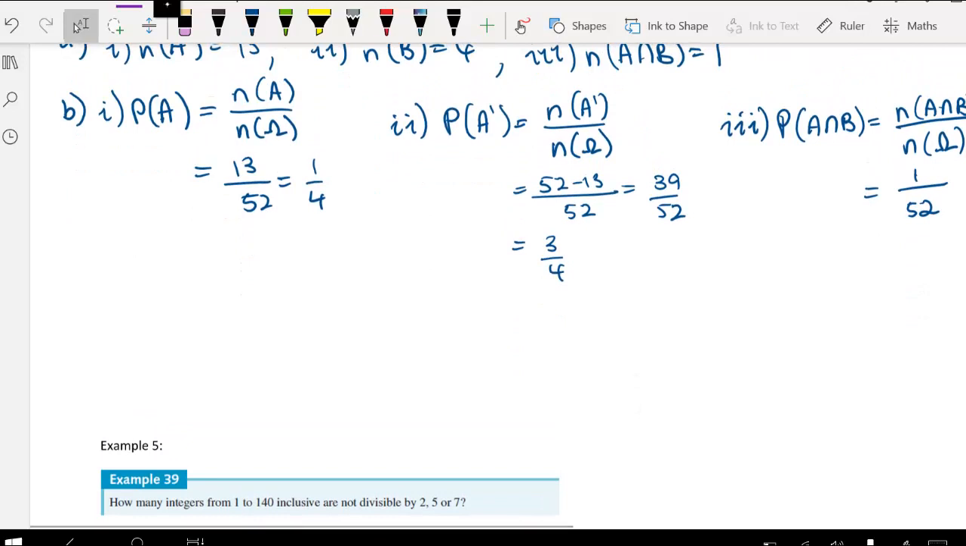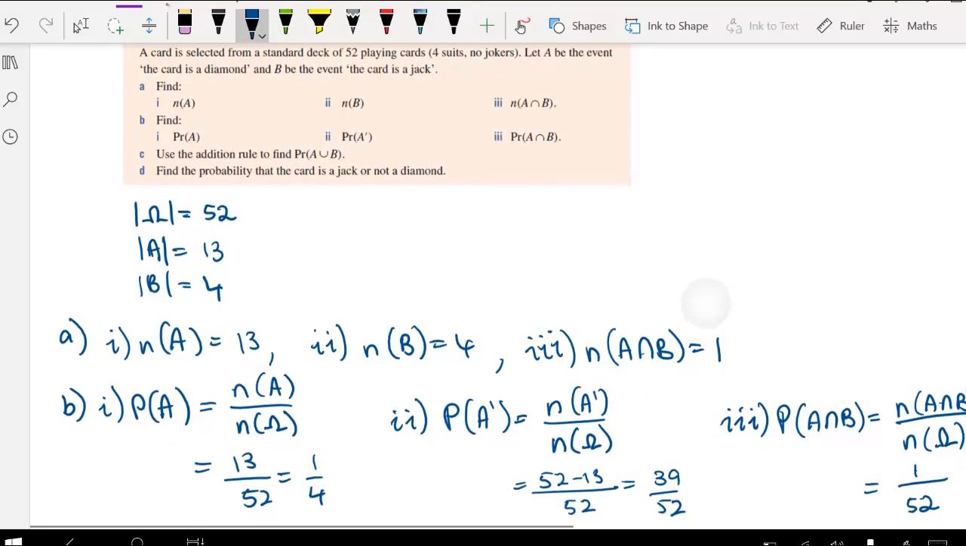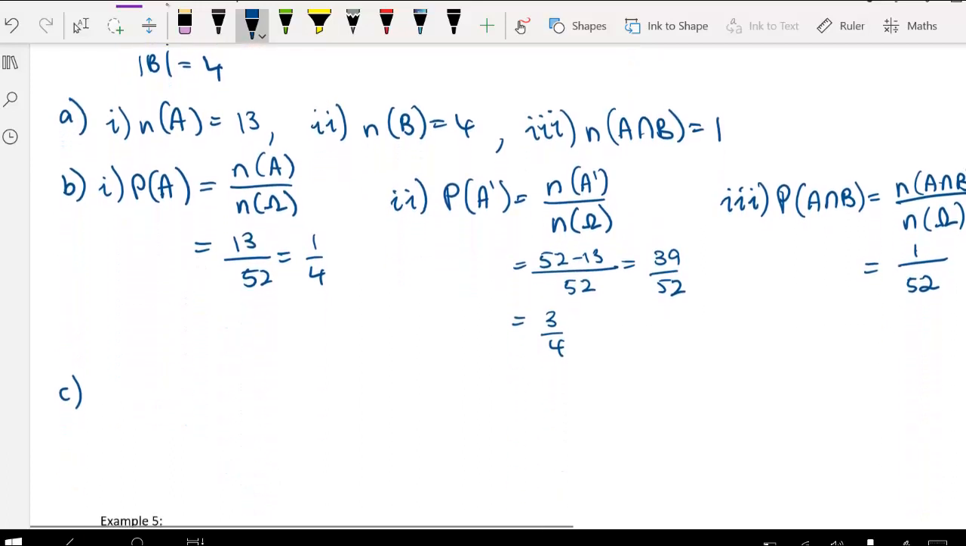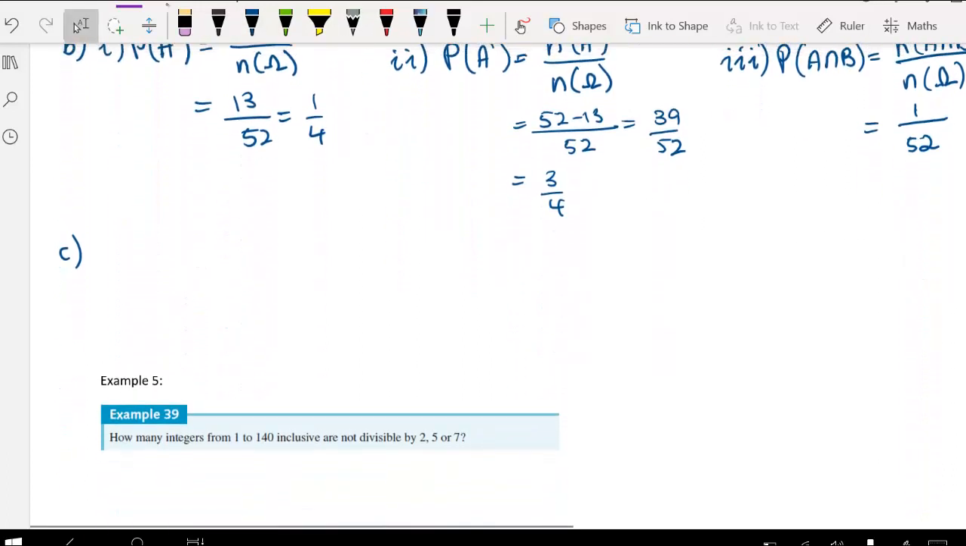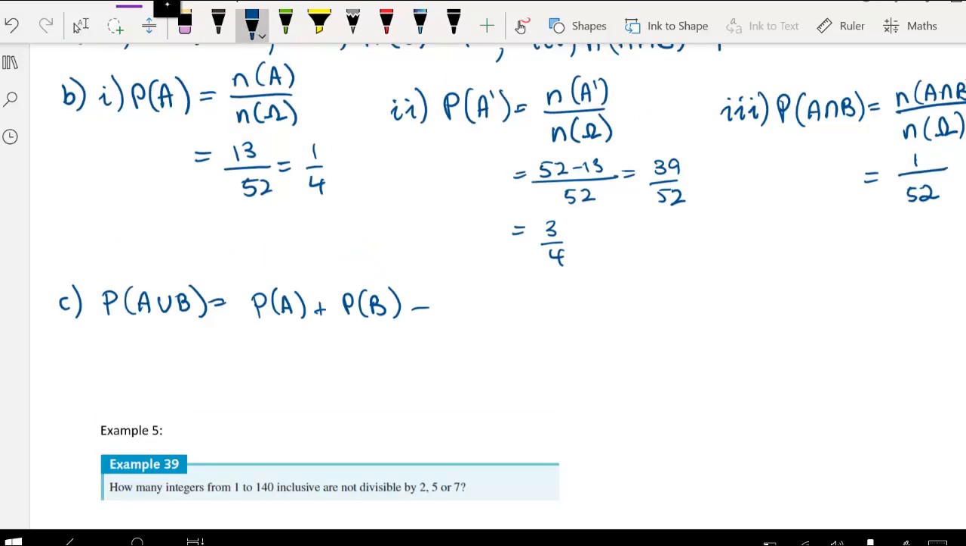Alright, so part C, they want us to use the addition rule to find the probability of A or B, and by that they mean the inclusion-exclusion principle. So the probability of A or B is equal to the probability of A plus the probability of B, subtract the probability of A and B. So the probability of A is 1 on 4.